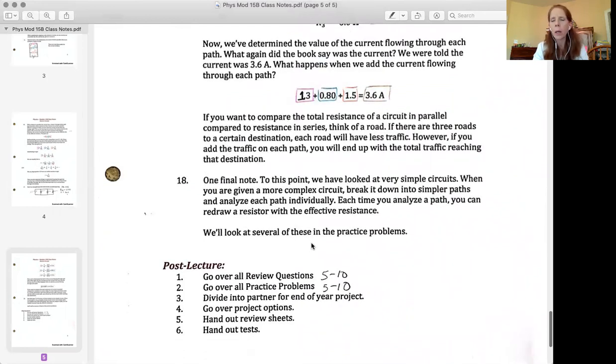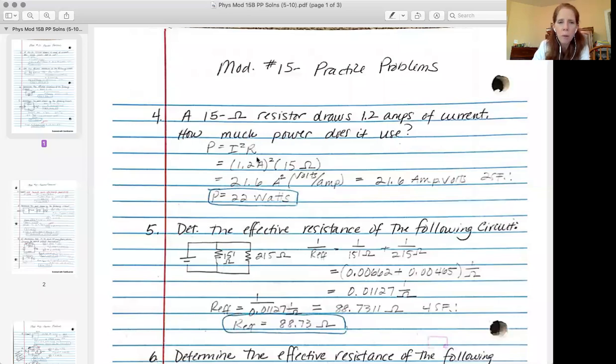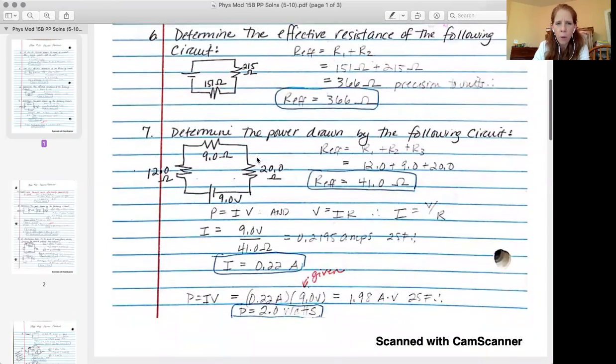Okay, let me pull up one from our homework that has an actual problem, and we'll look at that. So let me stop this screen share and pull up another screen share. Just one sec here, let me pull it up. All righty. Okay, so here are some of the practice problems. I'm not going to go through all of them.